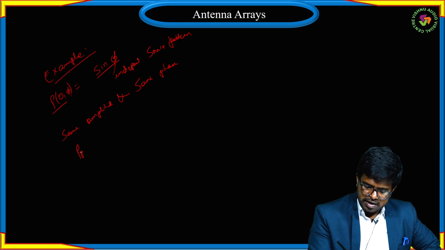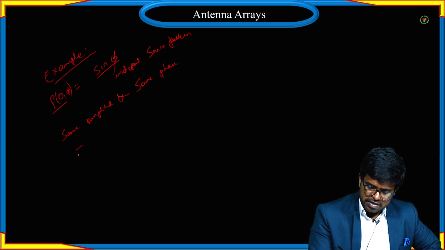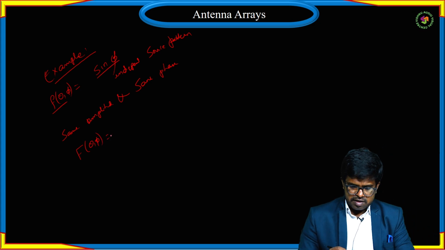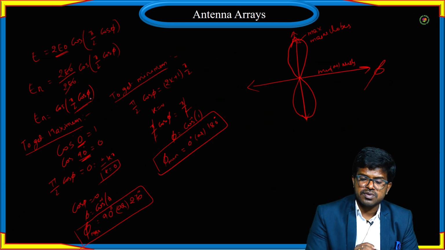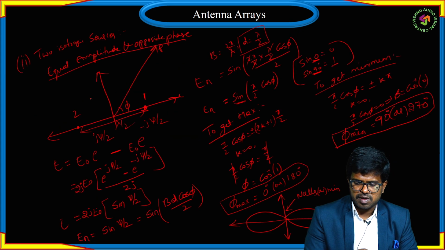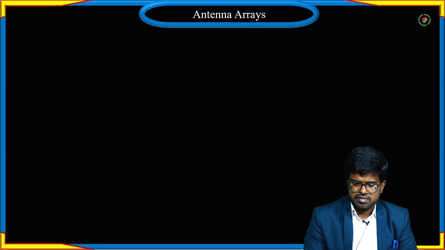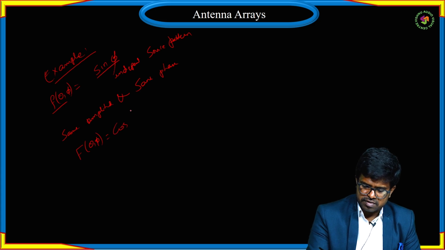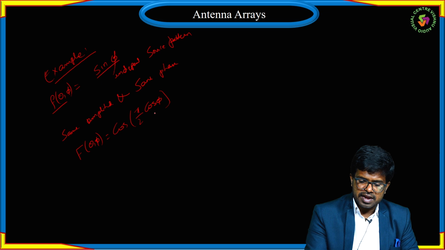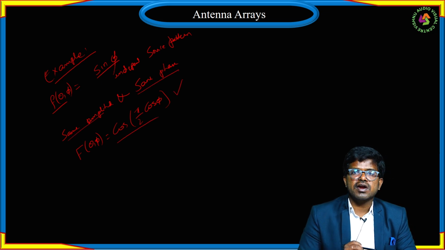What is the array factor pattern? Array factor pattern is f of theta comma pi, and this is the first case. So the first case means cos of psi by 2 cos pi. If they are arranged with same amplitude and same phase, this is the array factor field pattern.